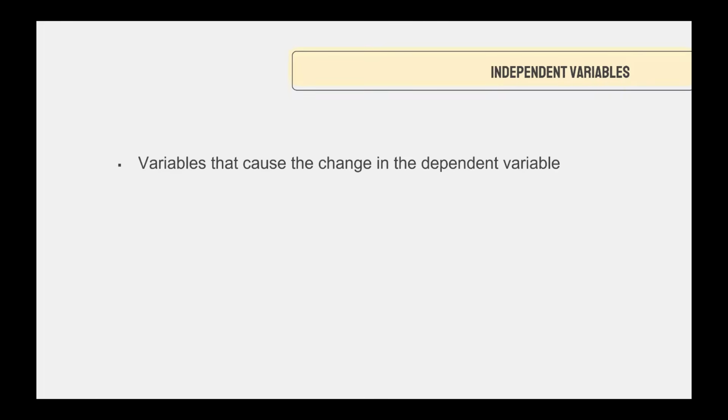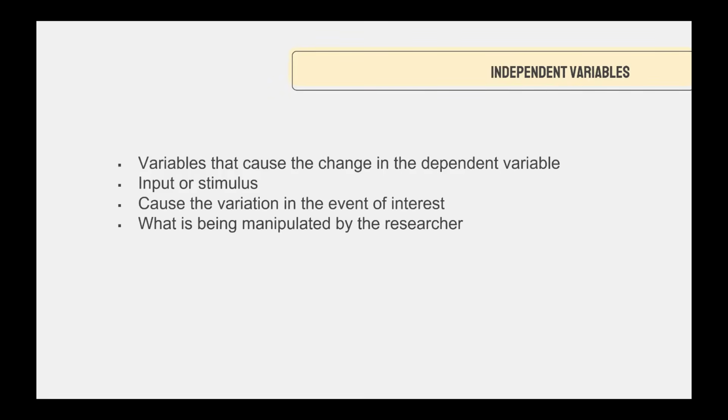So one by one again, independent variables are variables that cause the change in the dependent variable. Input or stimulus cause the variation in the event of interest. What is being manipulated by the researcher, and there may be more than one independent variable.